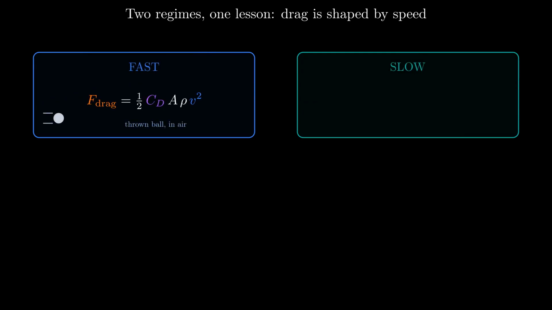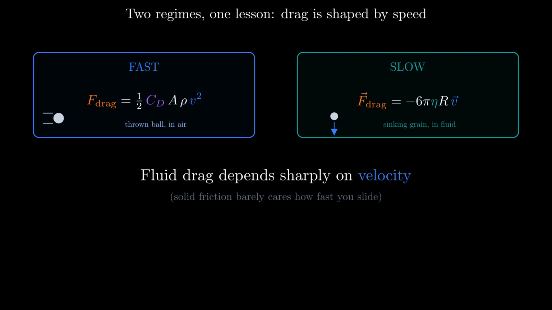So a fluid's drag wears two faces. Move fast, and the force climbs with the square of your speed, tuned by a shape-dependent drag coefficient. Move slowly, and the force rises in step with your speed, tuned by the fluid's viscosity. Unlike the friction between two solid surfaces, which barely cares how fast you slide, fluid drag depends sharply on velocity. That single fact, force shaped by speed, is why swimming feels nothing like walking, why a frisbee flies, and why engineers labor over the shape of every aircraft.